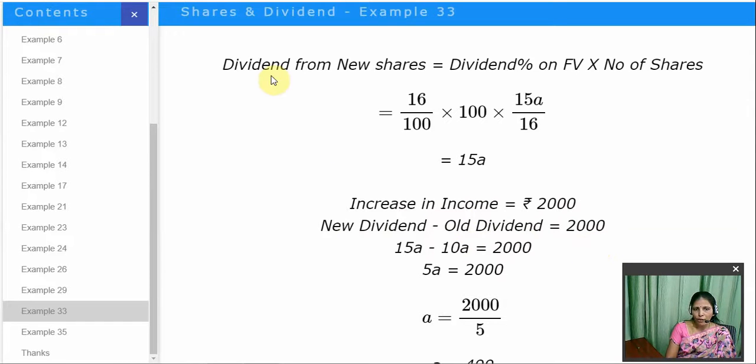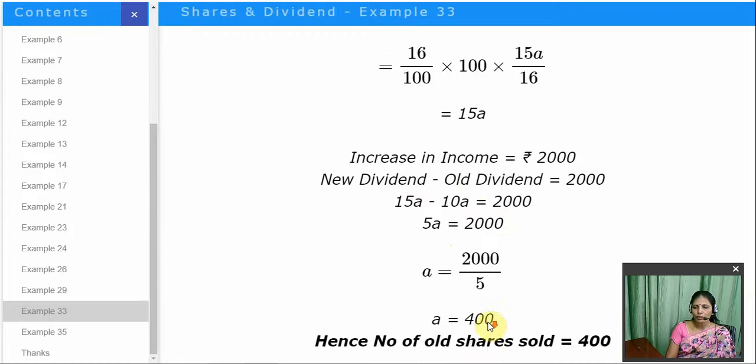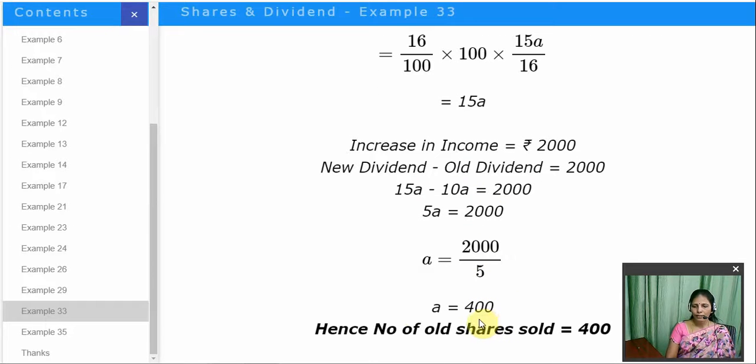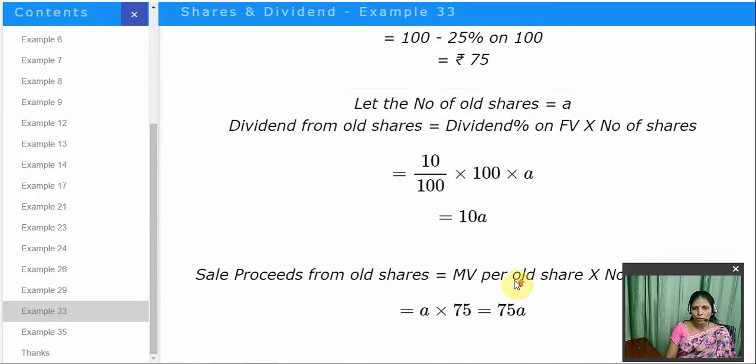So we found the income from the new shares as 15A minus the income from the old shares, which we already found as 10A, equal to 2000. Subtracting both, you get 5A equals 2000. Therefore A is equal to 400. What did we assume A as?